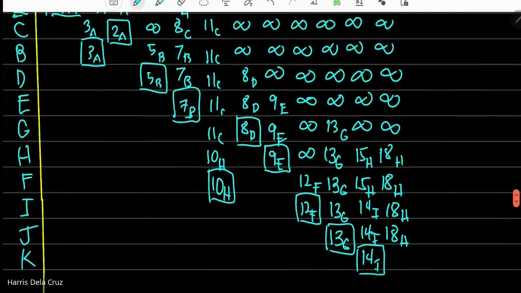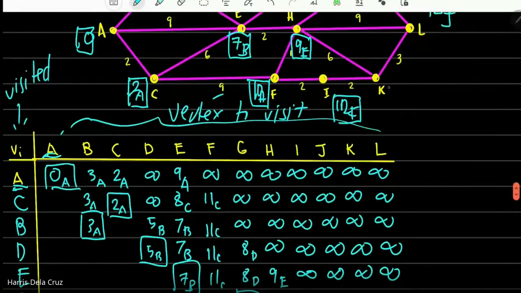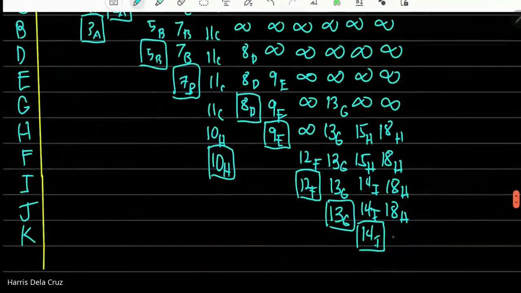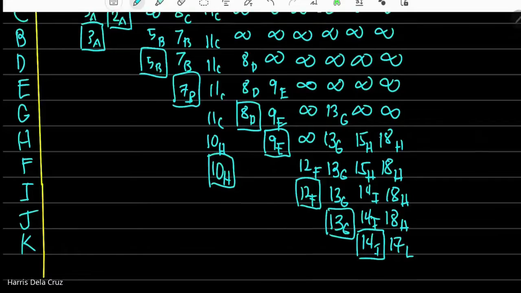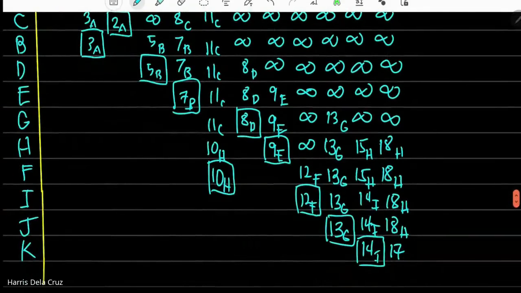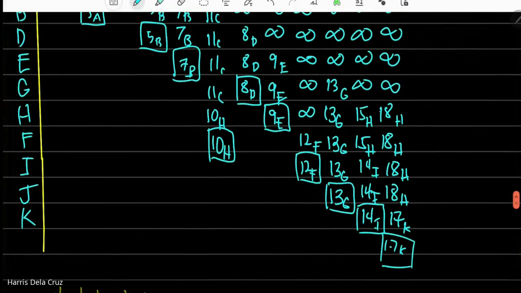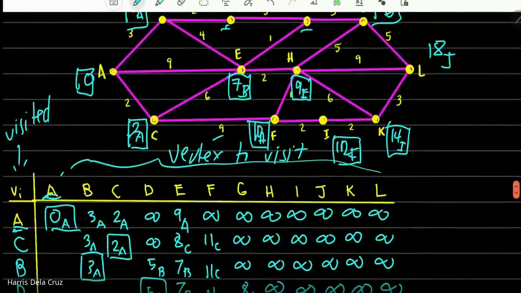And then from K, pwede mo na lang puntahan ay L plus 3. Now, that's an improvement. So, papalitan mo siya ng 17 from L. From K. So, that's the fixed value. Which is actually your last vertex L. Yeah. So, papalitan mo ng 17 L. K.